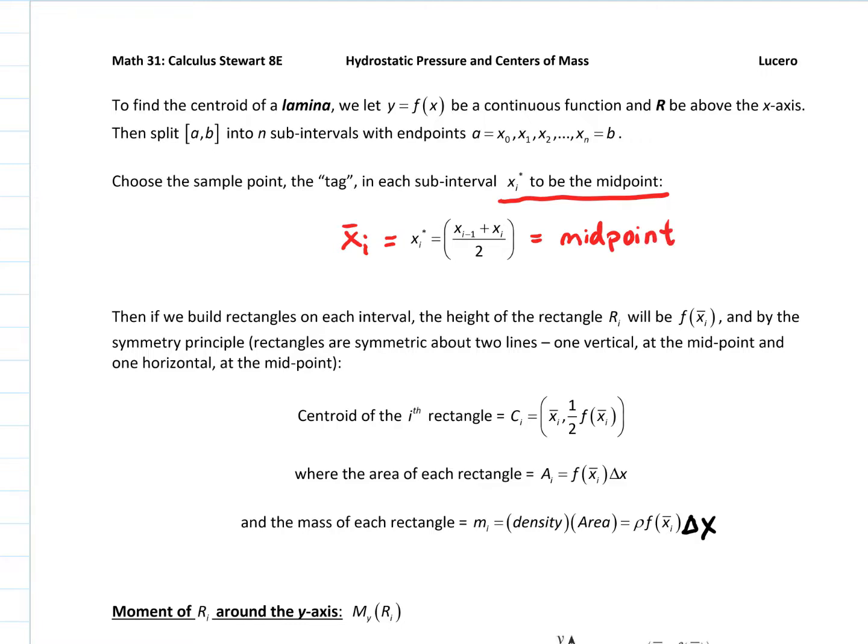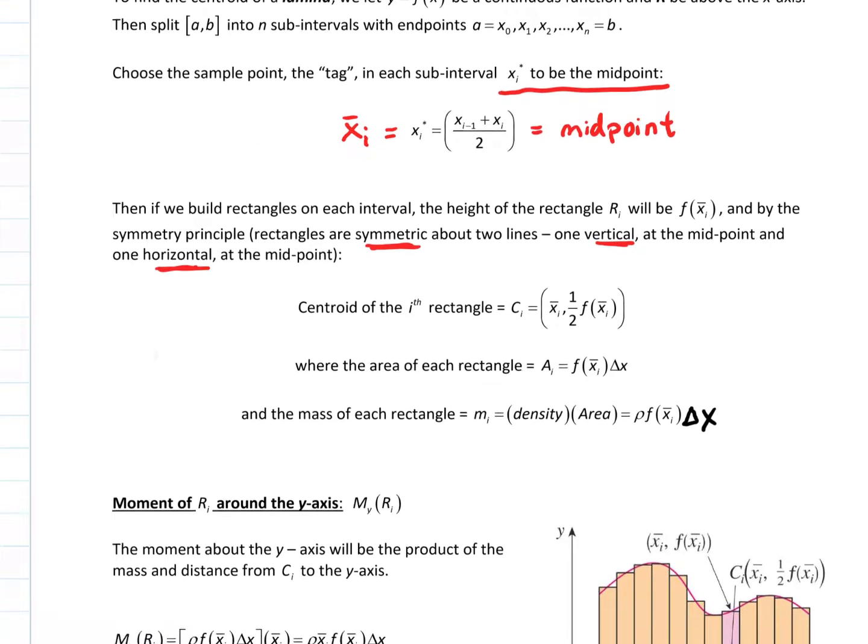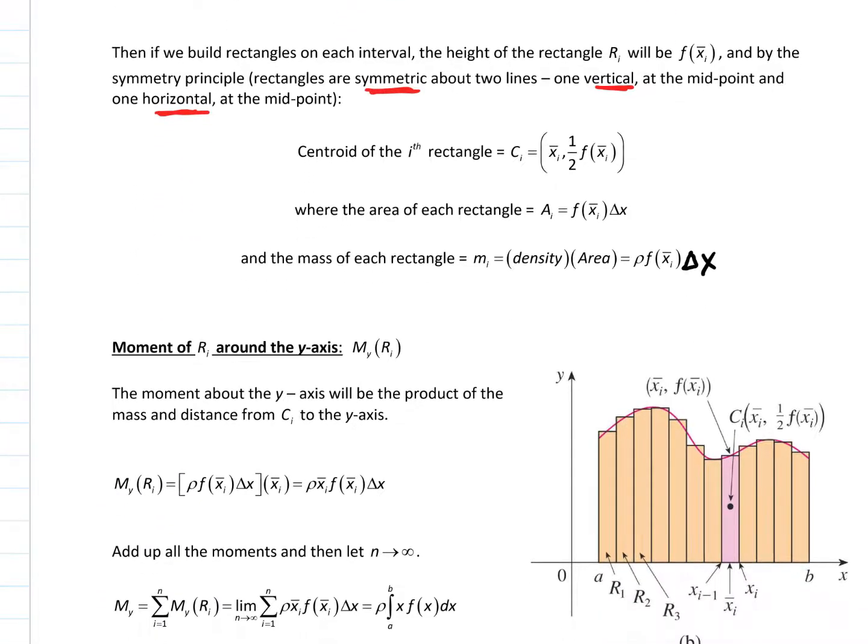Then if we build the rectangles on each of those intervals, the height of the rectangle will be f of x sub i bar. And by the symmetry principle, rectangles are symmetric about two lines. Rectangles are symmetric vertically, but they are also symmetric horizontally. So we already know for each of the rectangles what the centroid would be. The centroid would have to be the center point of the rectangle, which by our definition of our rectangles is x sub i bar and 1/2 of f of x sub i bar.